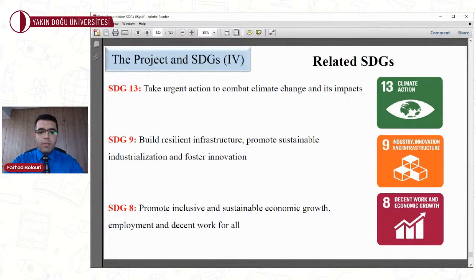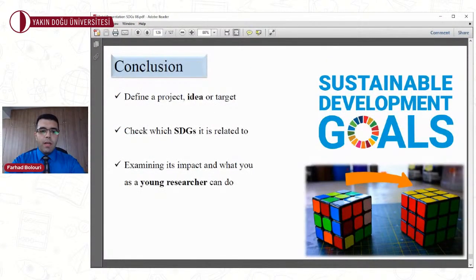Here are the other SDGs, but not with targets and more details, just as examples. You saw this project is related to SDG 13 because of air pollution reduction, so it is related to climate action. It is related to SDG 9 because it promotes sustainable industrialization, smart city, and so on. And it is related to SDG 8 because of the economy, because the mobile application has some advertisements and other things related to economic growth, especially with a smart place. And as a conclusion, you can define a project idea or set a target for yourself, check which SDGs are related to it, and examine its impact and what you as a young researcher can do for it.